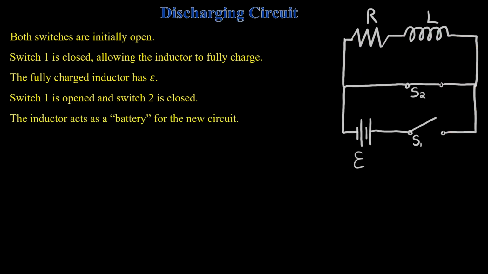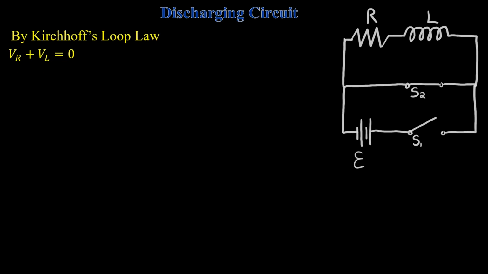Okay, so the inductor acts as a battery, and we can find out the current again through the circuit. There's a current that's going to be initially epsilon over R. So that's what the current was. It's going to stay that way, but now it's going to decrease, and we're going to solve for what it is. Again, we're going to start with Kirchhoff's loop law.